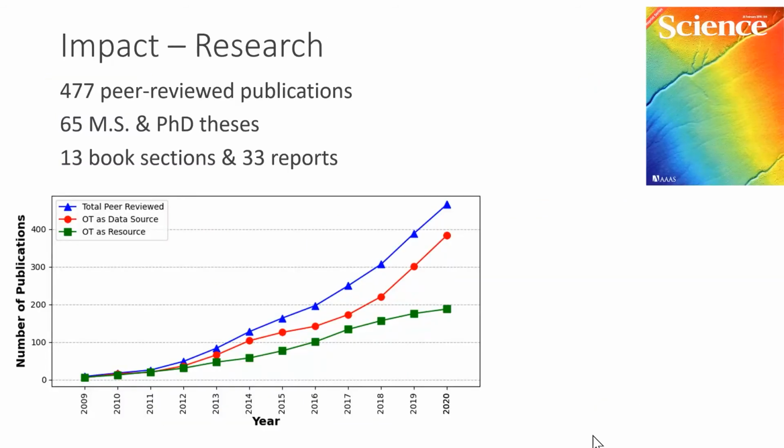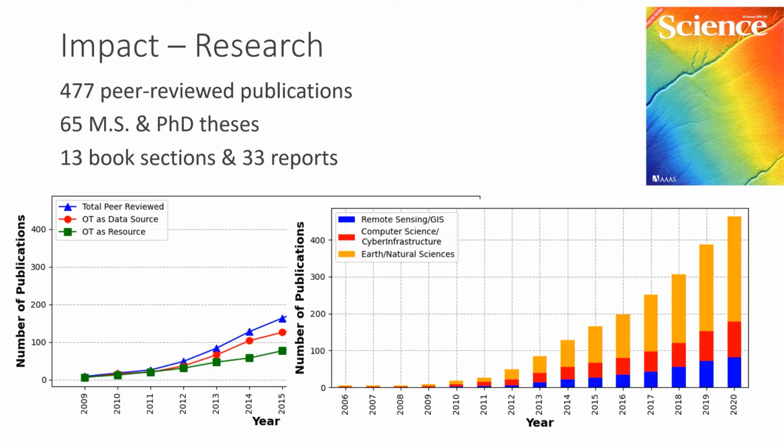So OpenTopography has an impact on research. We have supported more than 477 peer-reviewed publications, many master's and PhD theses, and numerous books and reports. You can see we are seen both as a data source as well as a data resource. And so we hope that if you use OpenTopography data, you'll acknowledge this, use the DOIs, cite us so that we can help measure our impact. And you see the topics right now tend to be remote sensing, GIS, computer science, cyber infrastructure, earth and natural sciences, but we're hoping to grow and broaden our impact.